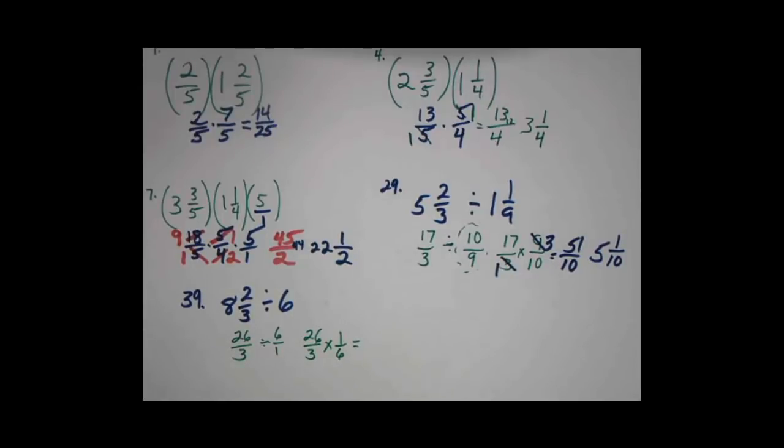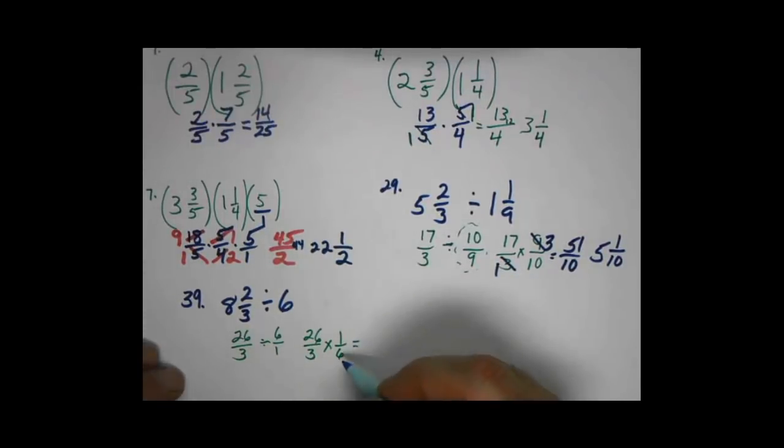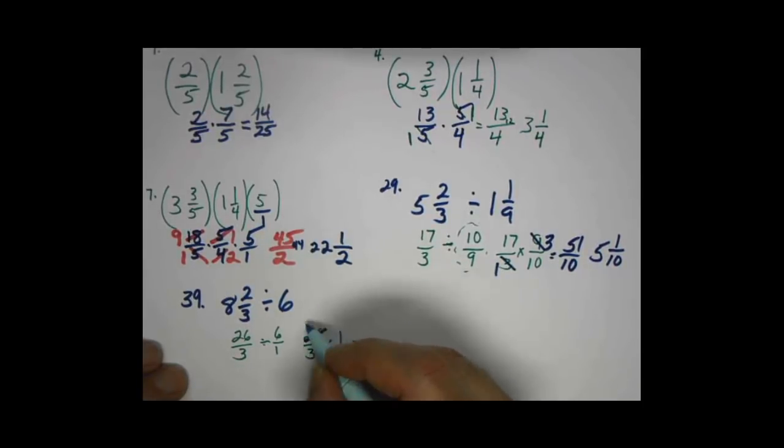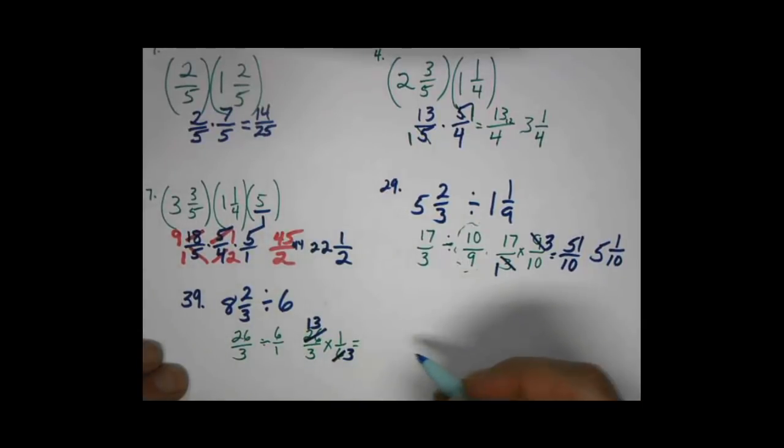So is there any number on the top that can be reduced with any number on the bottom? Well, I notice that both of these are even, so I know that 2 goes in. 2 goes into the 6 3 times, and 2 goes into 26 13 times. So 1 times 13 is 13, 3 times 3 is 9. It's improper, as you notice. We have to fix that. So how many 9s in 13? We have 1, and there are 4 9ths left over.